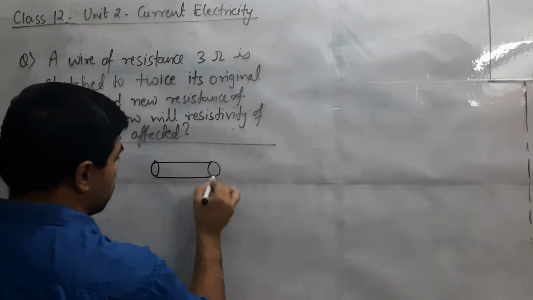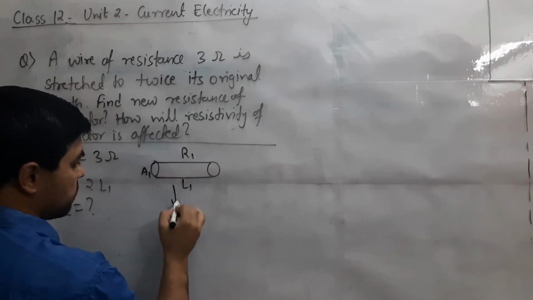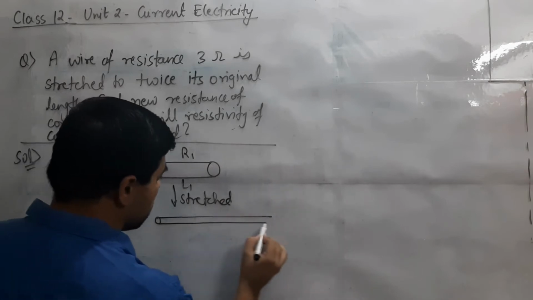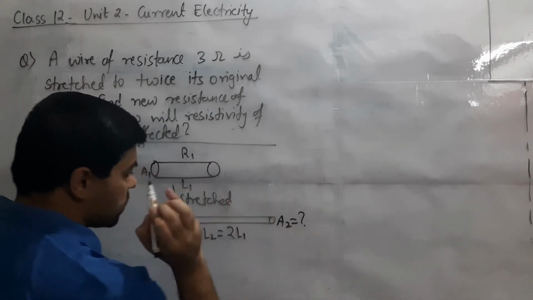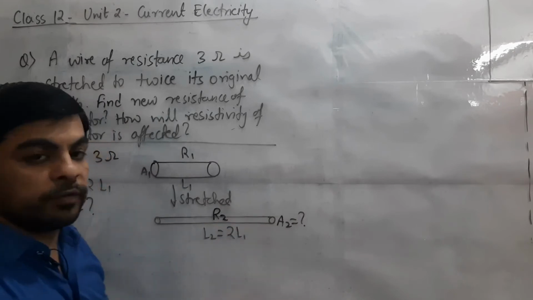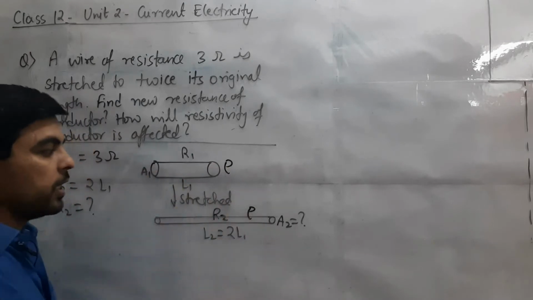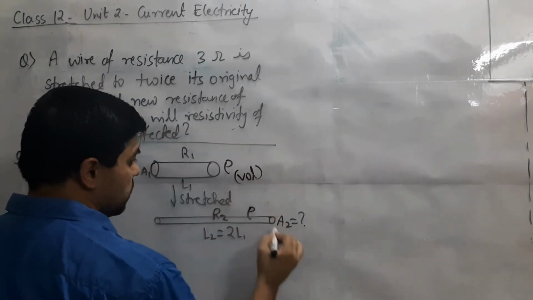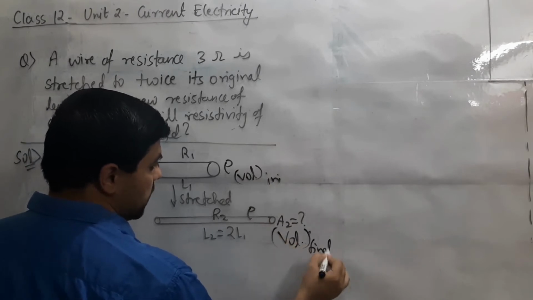So we can draw a diagram for this: resistance R1 for length L1 and cross section area A1. Now this wire is stretched in such a way that its length becomes double. So L2 is twice L1. A2 will also change. How much has it changed? We don't have any value. And now we have to find the value of resistance R2. Here the factor which will remain unchanged is the resistivity of the conductor. Along with that, the initial volume and final volume of the conductor will also be the same.